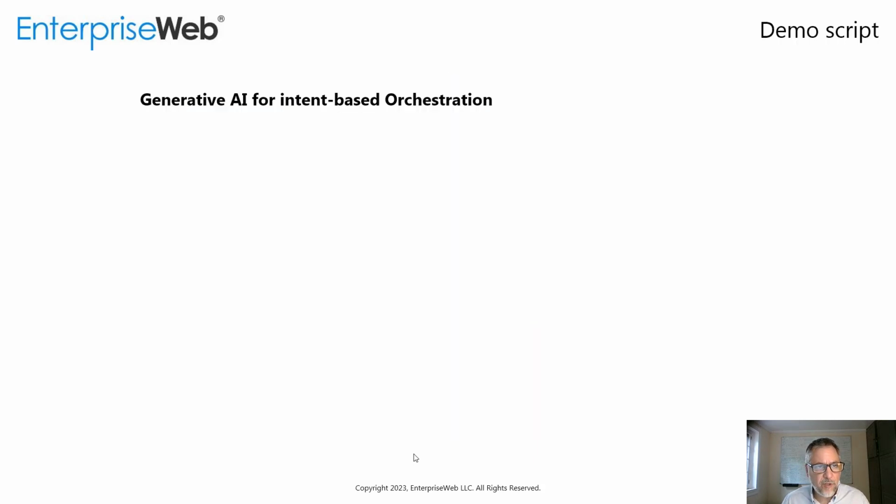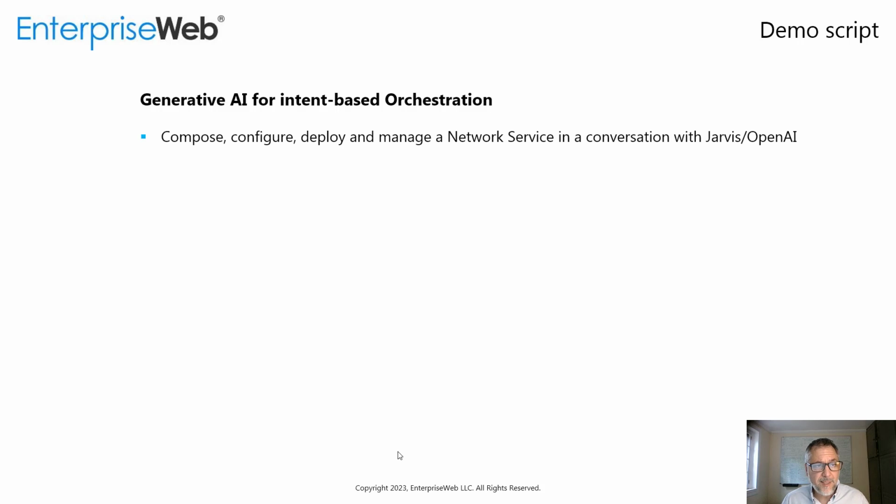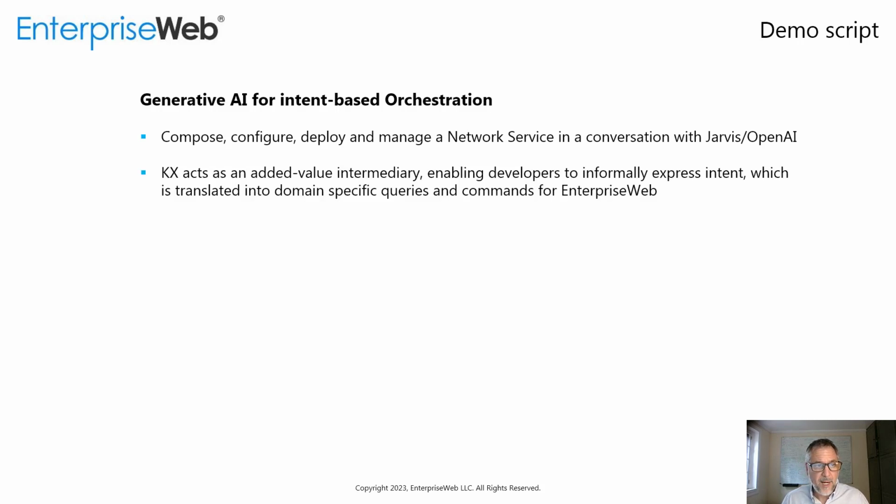So going into the demo script, what we're actually going to demonstrate today, what Bill is going to demonstrate, I'm going to pass the baton to him, is a generative AI for intent-based orchestration, right? So Bill is going to have a conversation with Jarvis, and it's going to be composing, configuring, deploying, and managing a network service, right? Things that are pretty complex, difficult and time-consuming even for a network systems engineer, and we're going to do this in minutes. We're going to take this very informal conversation, and translate it into something very real world, industrial grade. KX is going to act as that added value intermediary behind the scenes.